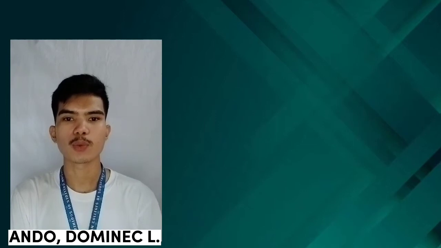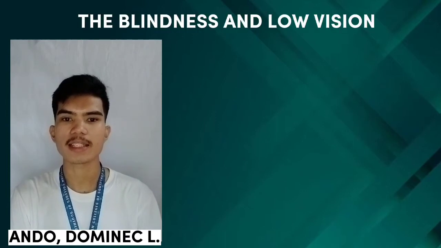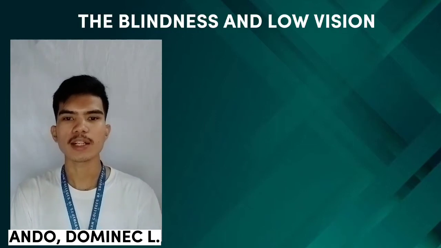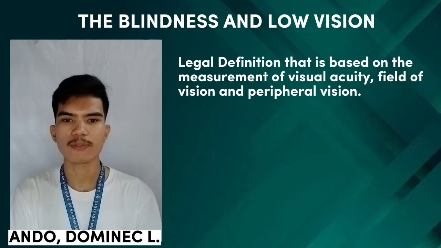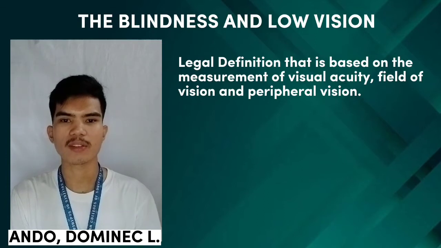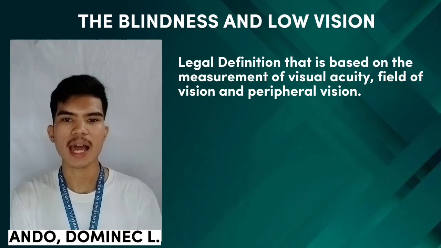On today's discussion, we will be tackling about blindness and low vision. So there are two general definitions of blindness. The first one is the legal definition that is based on the measurement of visual acuity, field of vision, and peripheral vision. You might ask, what is visual acuity?